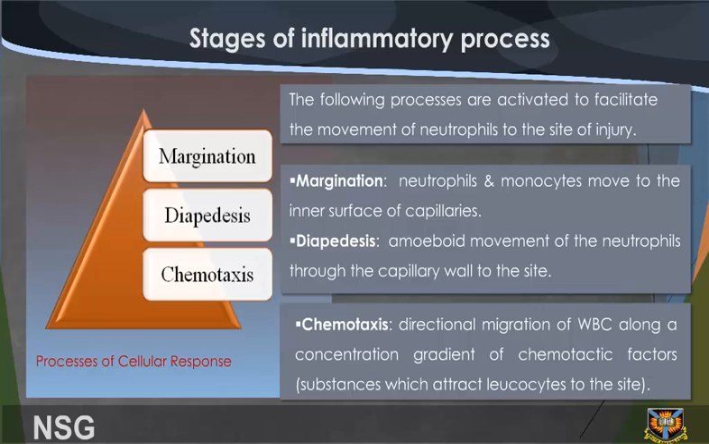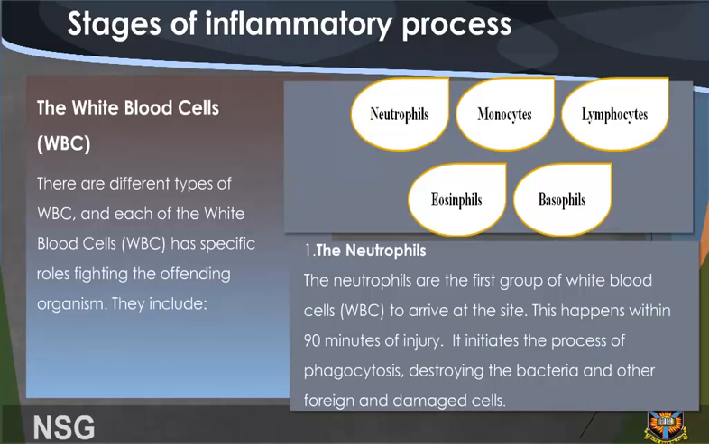Chemotaxis. Directional migration of WBC along a concentration gradient of chemotactic factors, substances which attract leukocytes to the sites. The white blood cells, WBC. There are different types of WBC, and each of the white blood cells has specific roles fighting the offending organism. They include neutrophils, monocytes, lymphocytes, eosinophils, basophils.